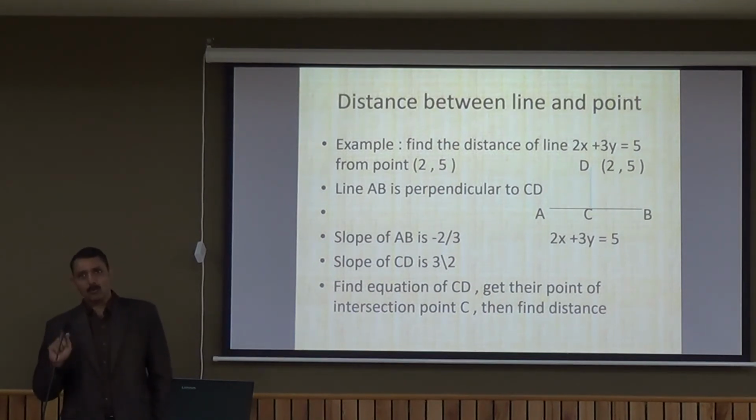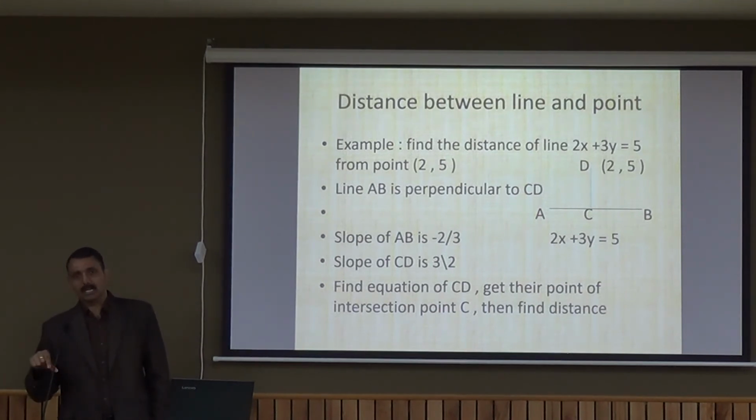And how will we find the equation of CD? Whenever we are finding the equation of a line, we should have a point and we should have a slope. So with the help of the given line AB, we can find the slope. How? The line is given, 2x plus 3y is equal to 5. So we can find m is equal to minus coefficient of x upon coefficient of y. So m is equal to minus 2 by 3. That is the slope of line AB.